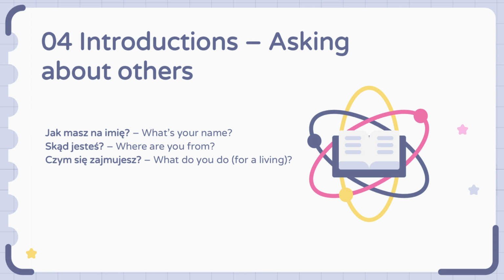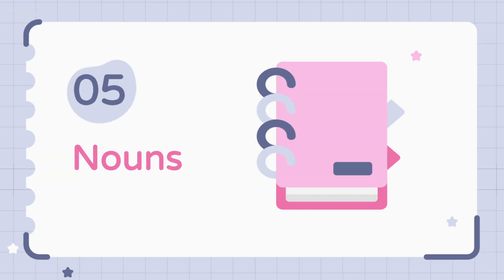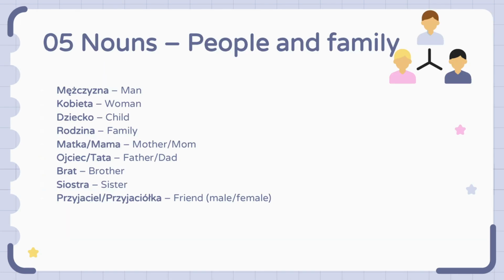So we can now move on to questions. If you want to know more about the other person, I included the three most basic ones, and the ones that I did not include, I will include in future classes that I already prepared. The three basic questions that I prepared for today's class are: jak masz na imię, what's your name? Skąd jesteś? Where are you from? Czym się zajmujesz? What do you do for a living?